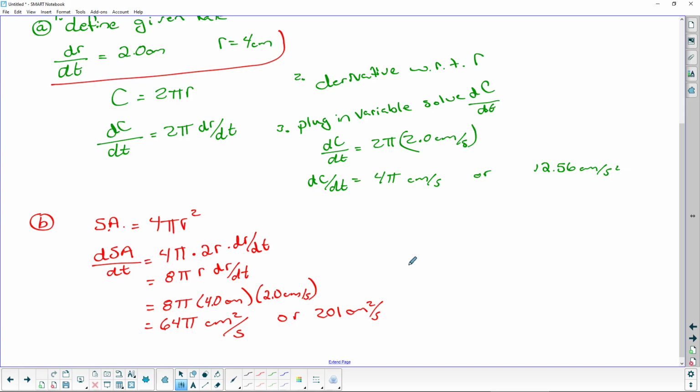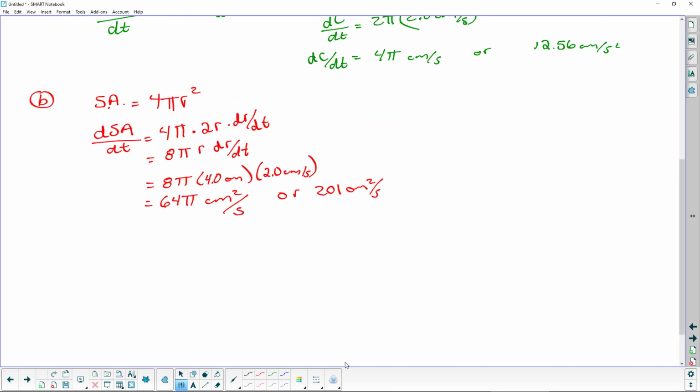And our third one is volume. So let's slide this up just a sliver. We'll go into blue, and we'll do volume now. Volume is 4/3 pi r cubed. We still have those same inputs, dr dt and 4 centimeters for the radius.